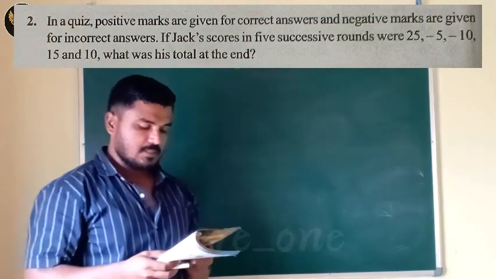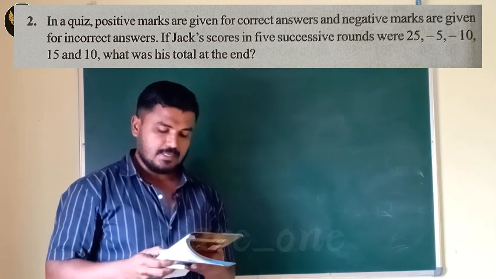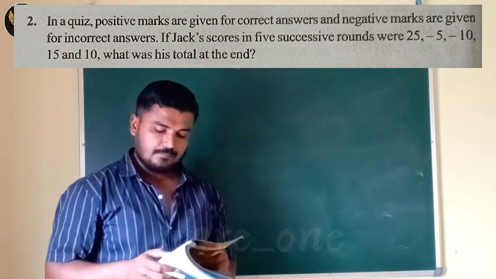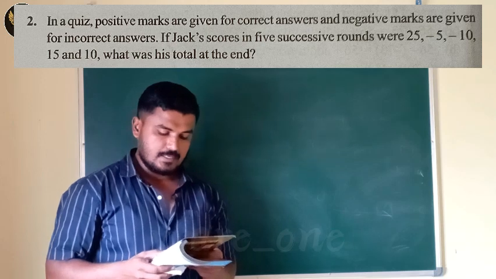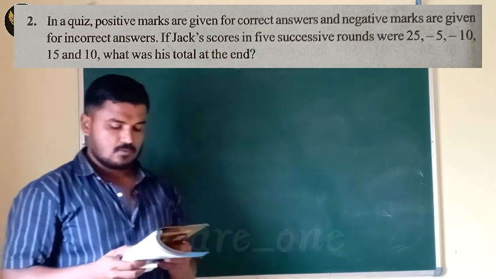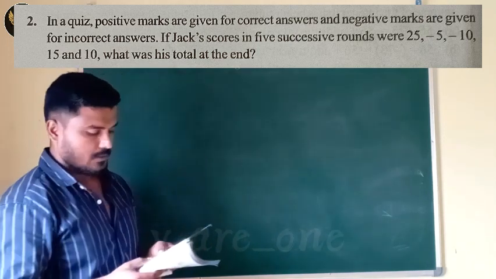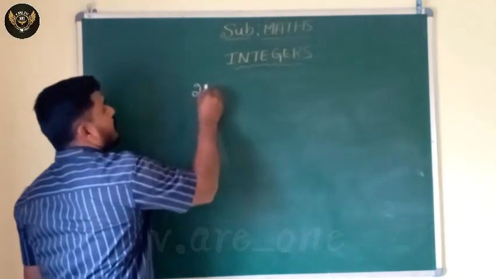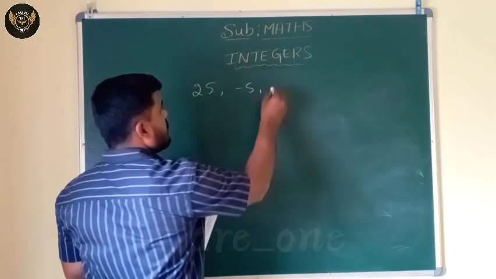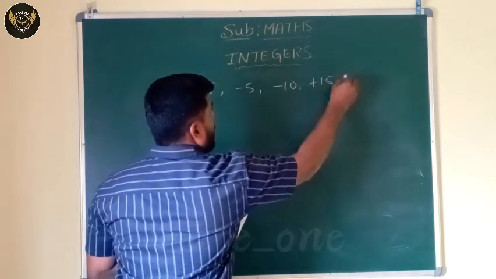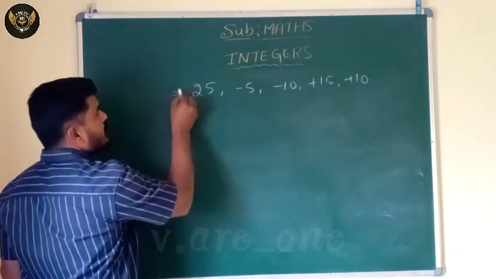In a quiz, positive marks are given for a correct answer and negative marks are given for an incorrect answer. If Jack's scores in 5 successive rounds were 25, -5, -10, +15 and 10, what was his total at the end? So Jack played 5 successive rounds. In each round he got different marks. We have to find out the final total. In the first round he had 25. After that -5, after that -10, +15 and +10. In 5 successive rounds 5 different marks came. Find out the final total.